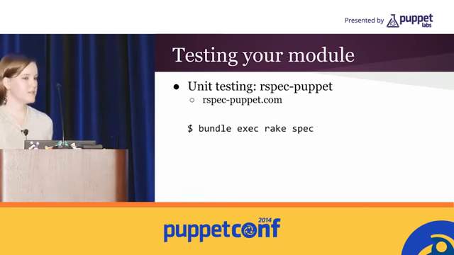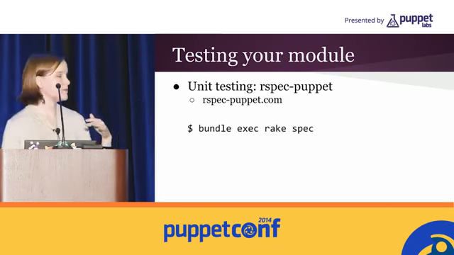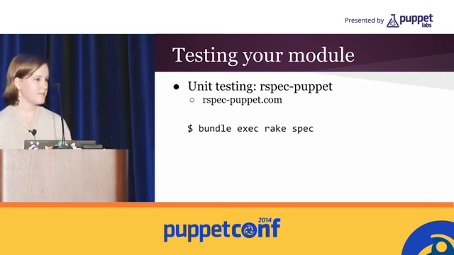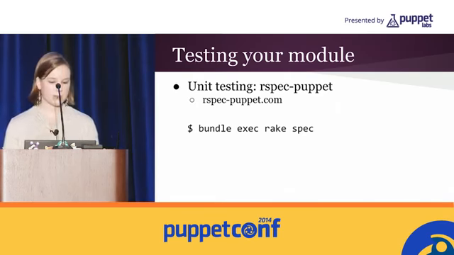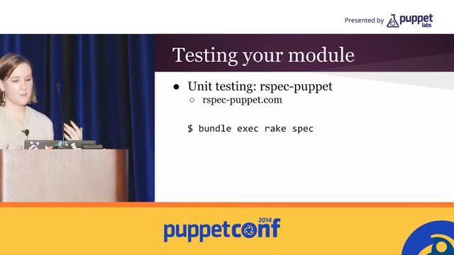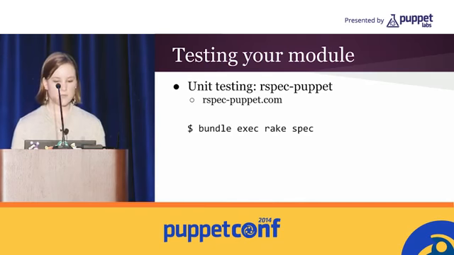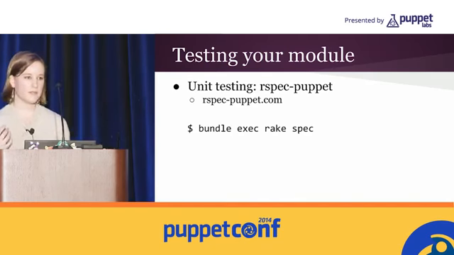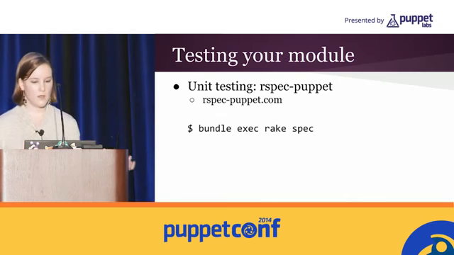The next type of testing is unit testing, and from here on out, these are all going to be Ruby-style testing, so you'll need to be adding some extra files to your module. We use RSpec Puppet to do unit testing. What RSpec Puppet does is it compiles a catalog for you to run unit tests against, and it will check that the things that you expect to be in the catalog are really there.